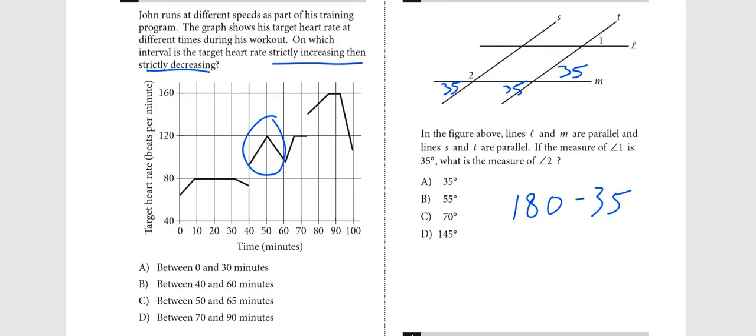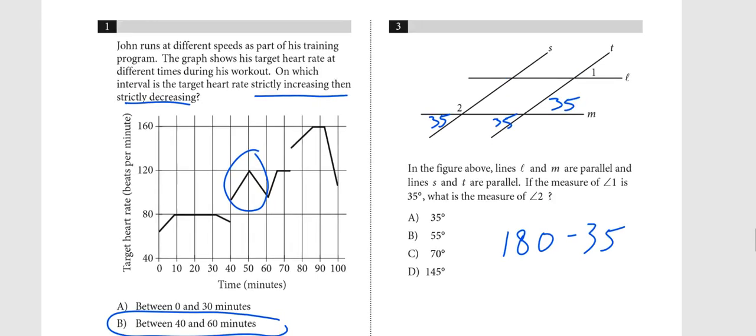Very difficult here on the first one. Strictly increasing, strictly decreasing. That's that spike in the middle from 40 to 60. Not much you can say about that one. There's no point in which it's flat in the graph or it stays the same.